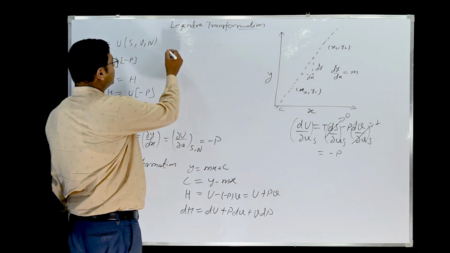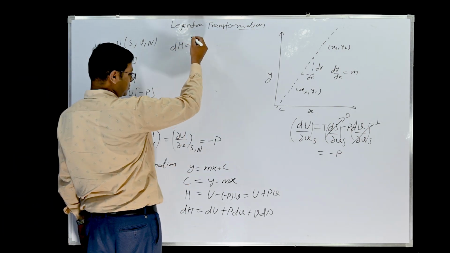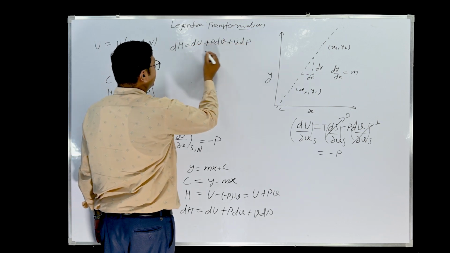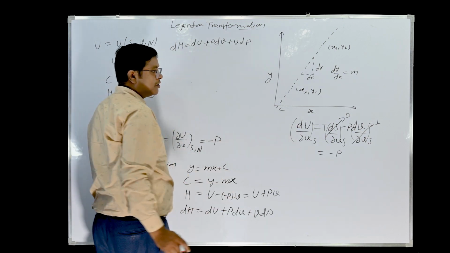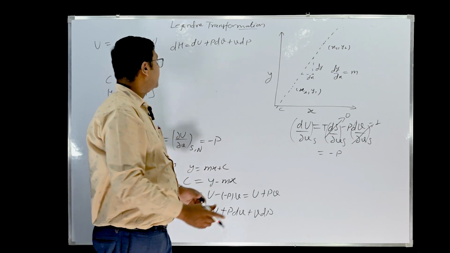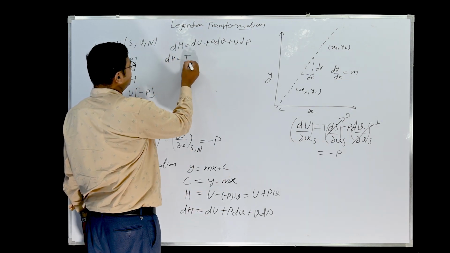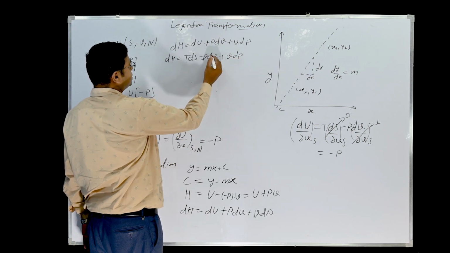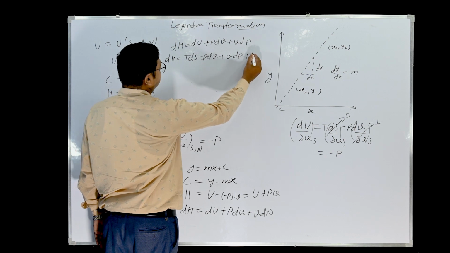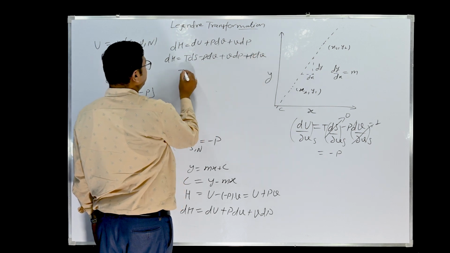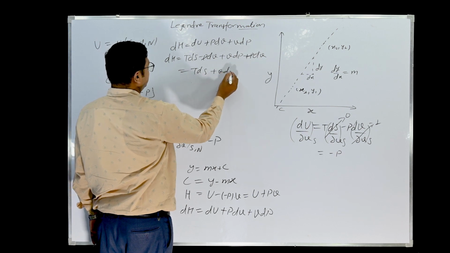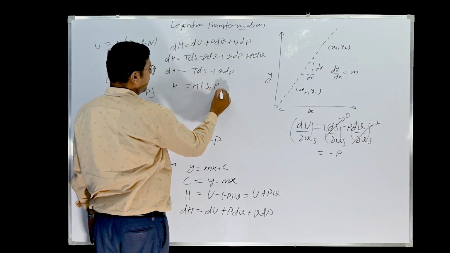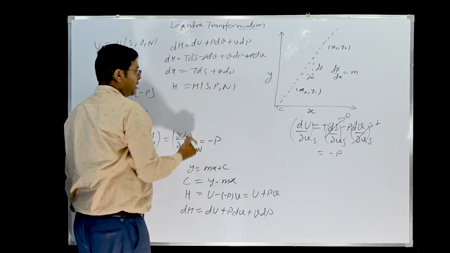So this term I can write dh is equal to du plus pdv plus vdp. Now du, earlier we know that du is equal to tds minus pdv. So let's write here dh is equal to tds minus pdv plus vdp, and this plus pdv, and both will be cancelled, leaving tds plus vdp, and hence we can write h is a function of s, p, and if number of components is there, then s, p and n.